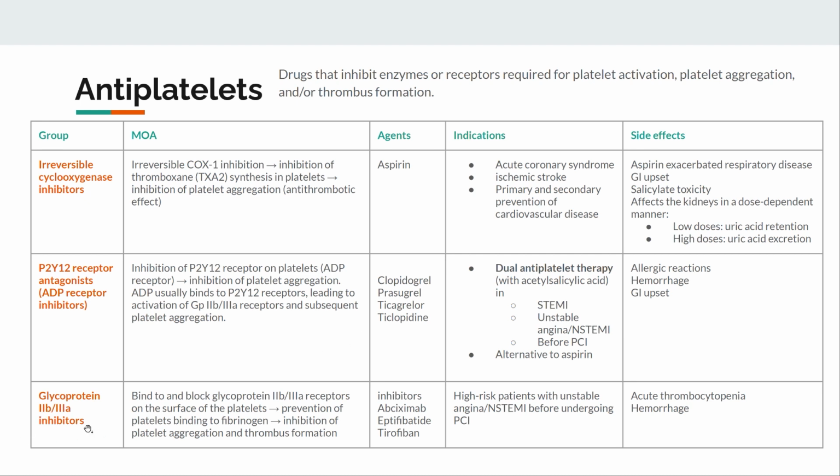Glycoprotein 2B3A receptor antagonists: abciximab doesn't exist anymore, and I'm sad about that because it's the only drug that I can remember, but it's because the manufacturer stopped making it or something. There's some Canadian company, and I just saw one day when I went to study that it had disappeared from the AMH, and when I looked it up, it just said the manufacturer has discontinued it.